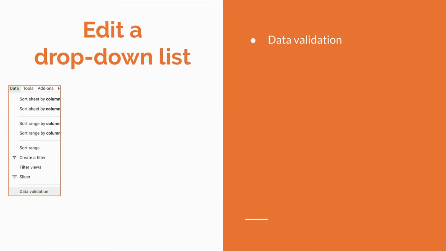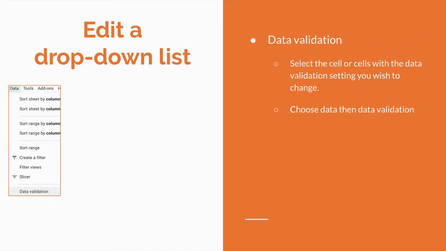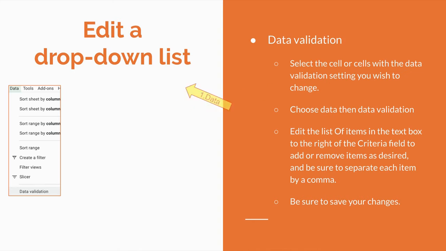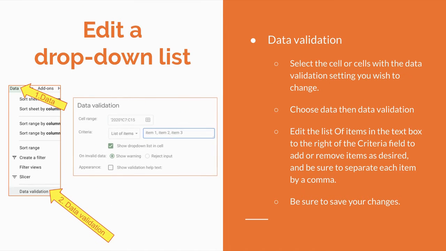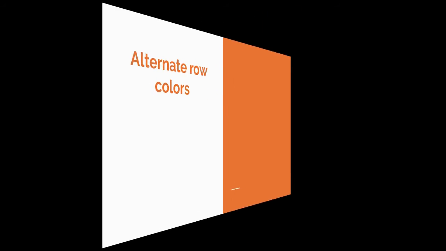Once you've made that drop-down list, you may want to go back and edit it. There may be things that you need to take off the list, add to, or change. You revisit what you did before by picking Data and Data Validation after you've picked the cells that you want this drop-down list to be edited in. So make sure you save your changes. This takes you back to Data Validation.